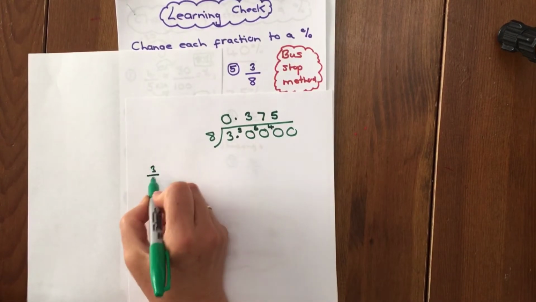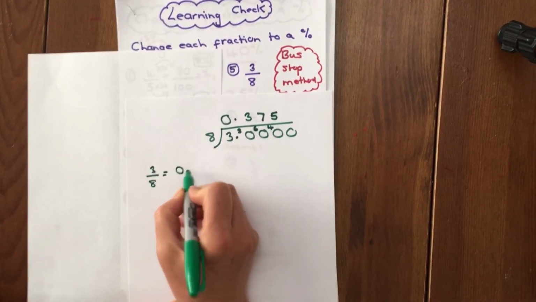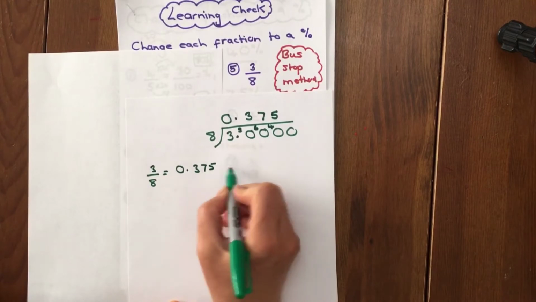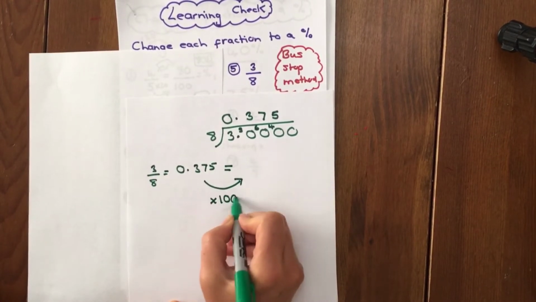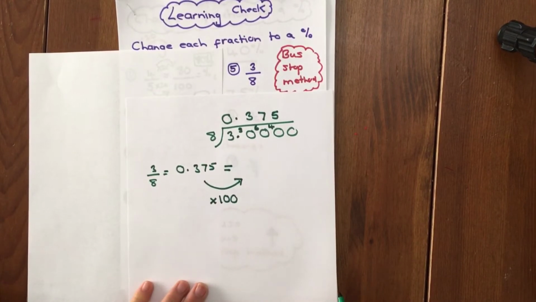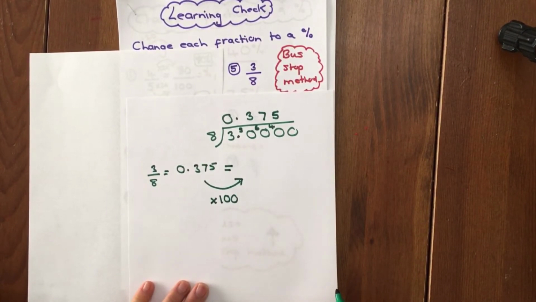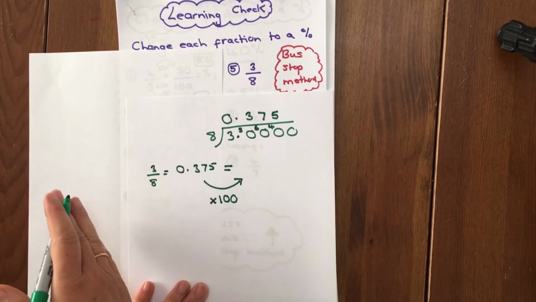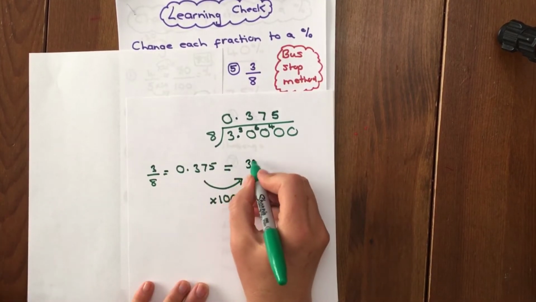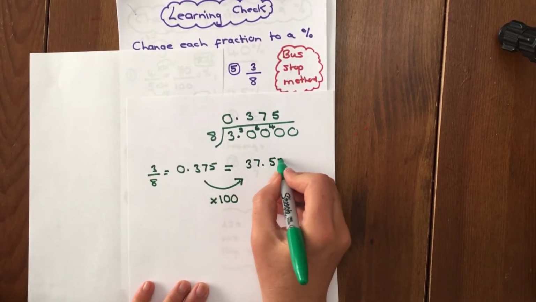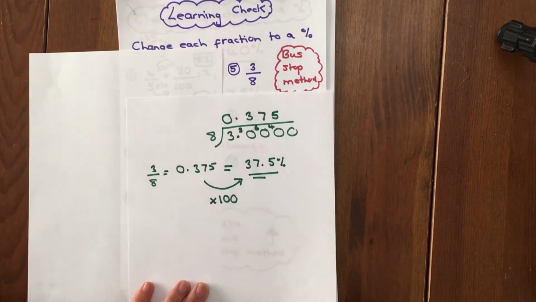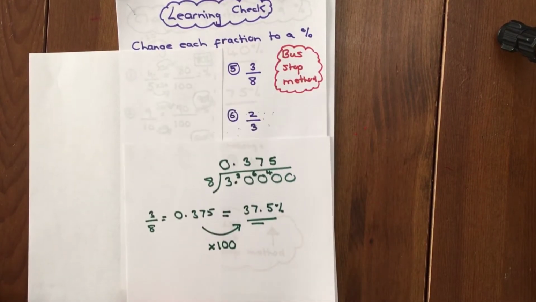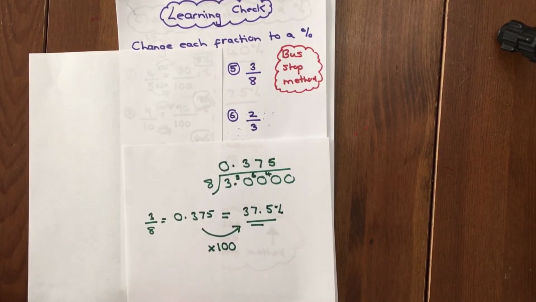So if I change 3/8 to a decimal, I get this. And to change a decimal into a percentage, I times by 100. So times by 100, move all your numbers twice to the left, and I'll get 37.5%. So all done without a calculator. So the next one is exactly the same, question 6, no different.